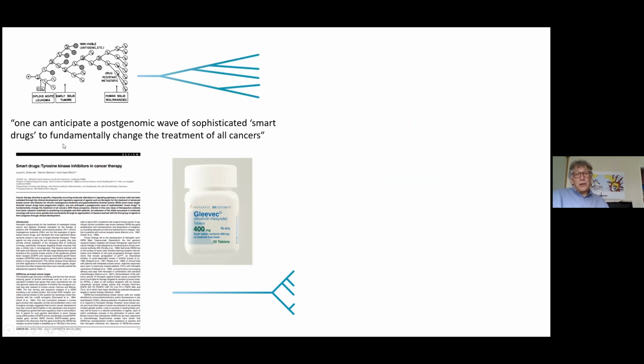And I remember talking to you about this, that we would anticipate this post-genomic wave of sophisticated smart drugs like Herceptin to fundamentally change the treatment of all cancers. It's very complicated. You wouldn't expect that. And in fact, in 1976, Peter Nowell, who was looking at the clonal evolution of cancers, already predicted this sort of evolution and wrote here for human solid malignancies, drug-resistant metastatic, which was 1976. Anyway, people don't read the old literature.